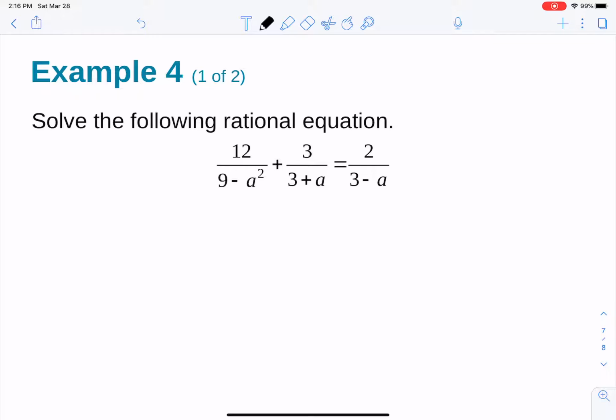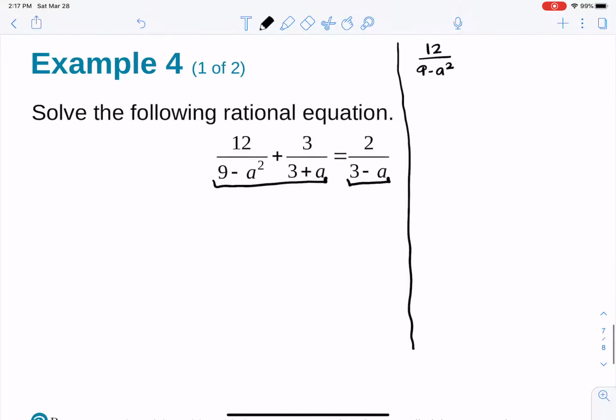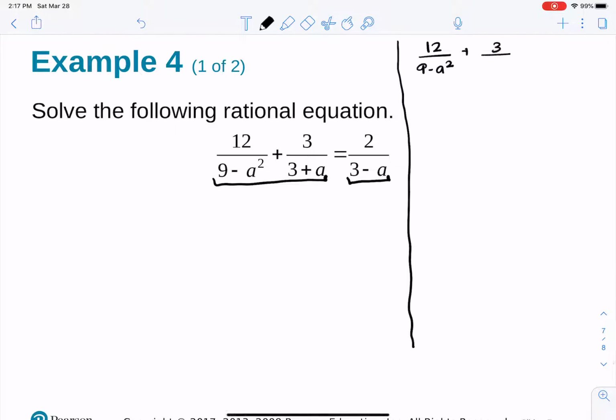Here we have an interesting situation where we have a single term on the right-hand side, so nothing to worry about there. But on the left-hand side, we have these two terms. So our first objective should be to combine those two terms: 12 over 9 minus a squared plus 3 over 3 plus a. We have to find a common denominator.